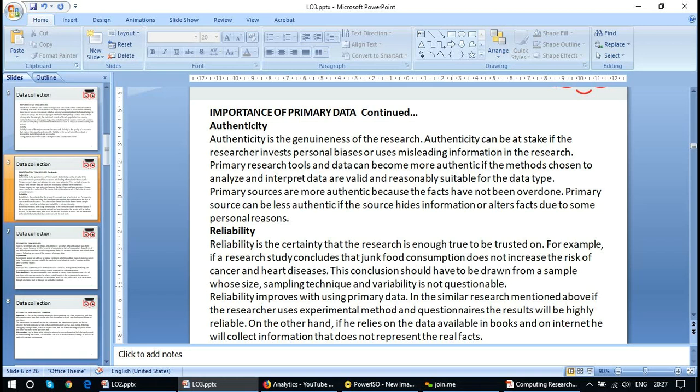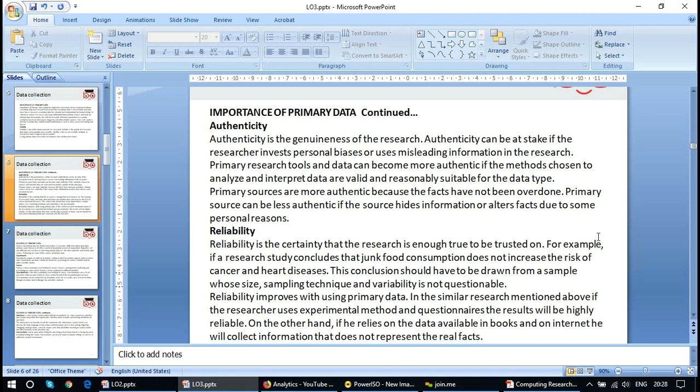Primary sources are more authentic because the facts have not been overdone. Primary source can be less authentic if the source hides information or alters facts due to some personal reasons.